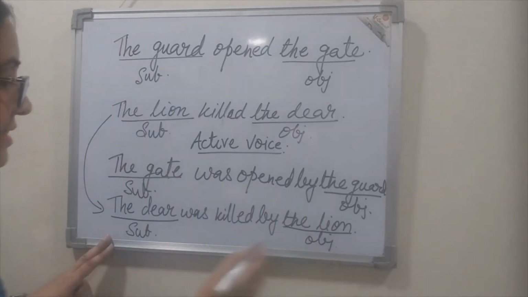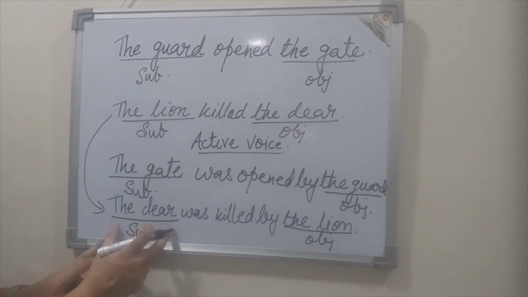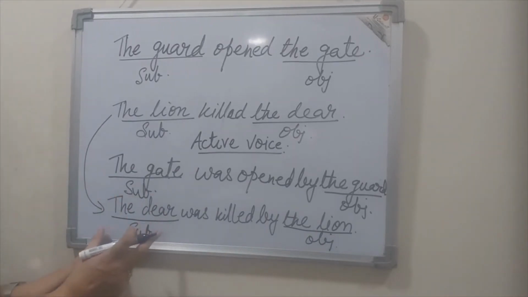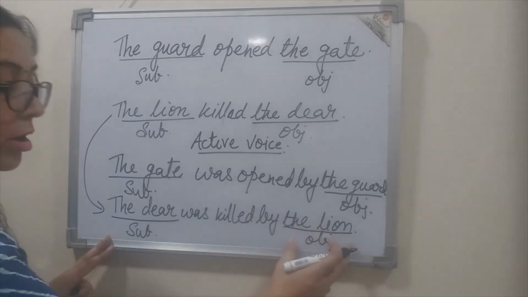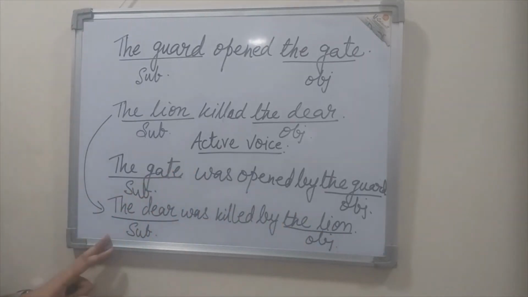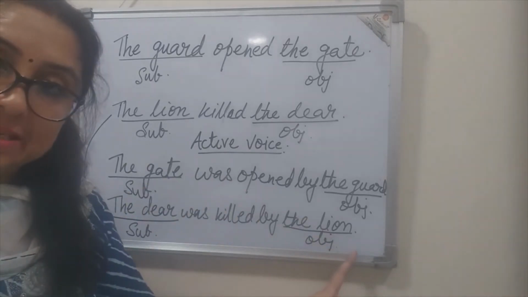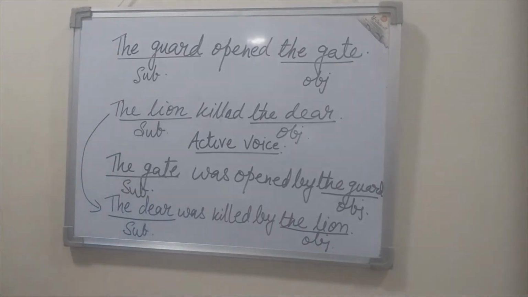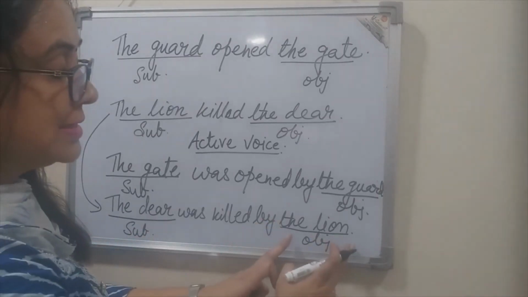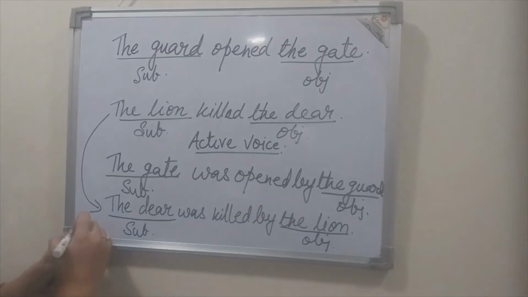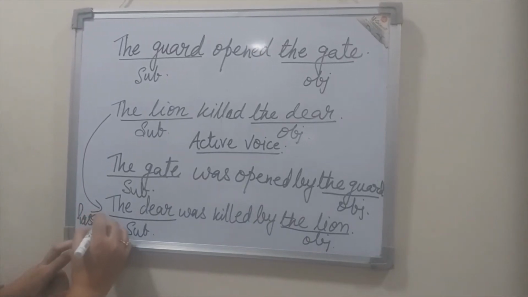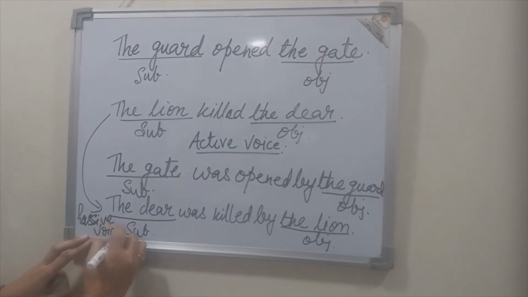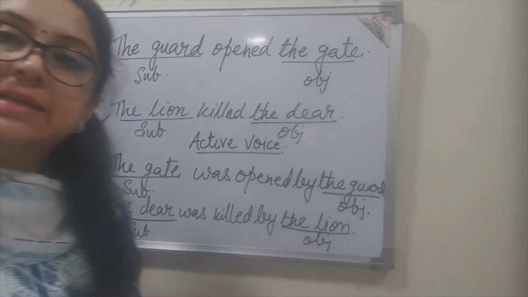So, when this is the structure, the performer is not at the subject's place but is at the object's place. I repeat, the performer, instead of being at the subject's place, when it is at the object's place, this is passive voice. Clear? So in passive voice, the receiver is at the subject's place and the performer is at the object's place. So this is passive voice. I hope this much is clear to all of you.